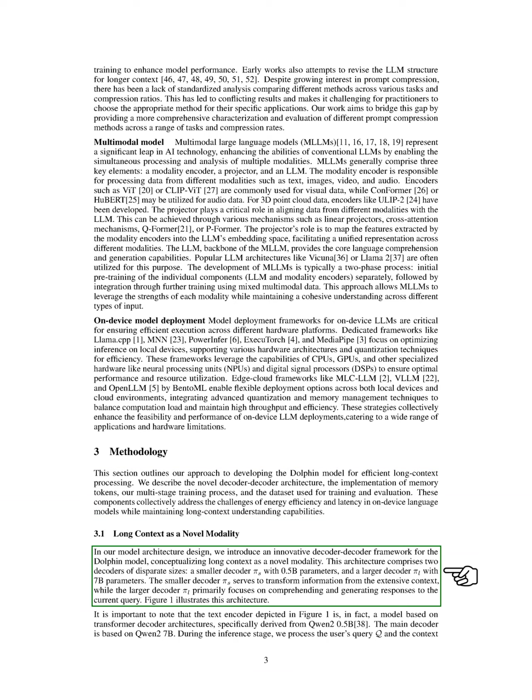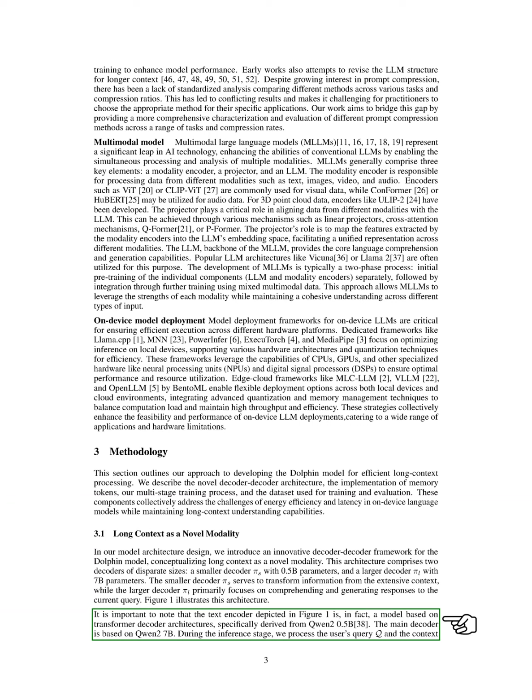Our architecture features two decoders of different sizes, a smaller decoder, which we refer to as pi_s, with 0.5 billion parameters, and a larger decoder, pi_l, with 7 billion parameters. The smaller decoder transforms information from the extensive context, while the larger decoder focuses on understanding and generating responses to the current query. The text encoder we use is based on transformer decoder architectures, specifically derived from Qwen 2.0.5b, while the main decoder is based on Qwen 2.7b.